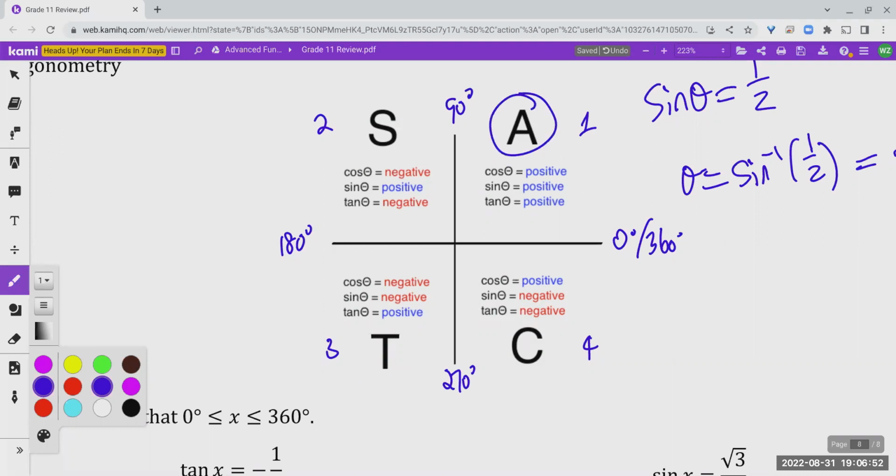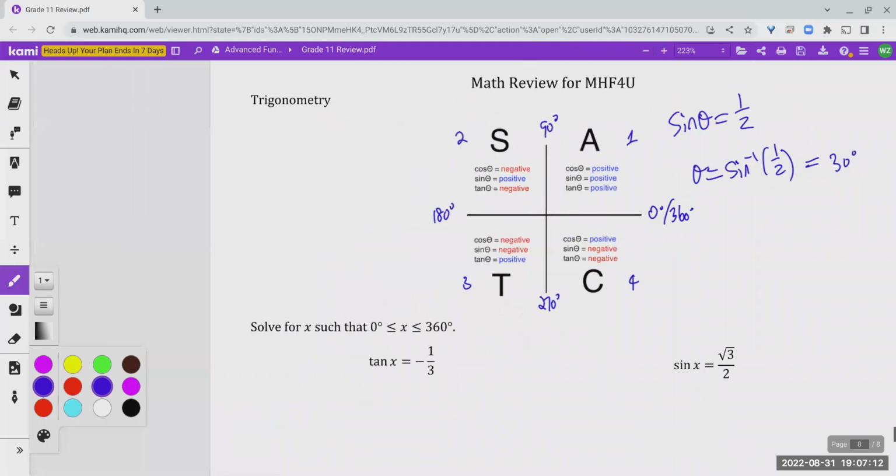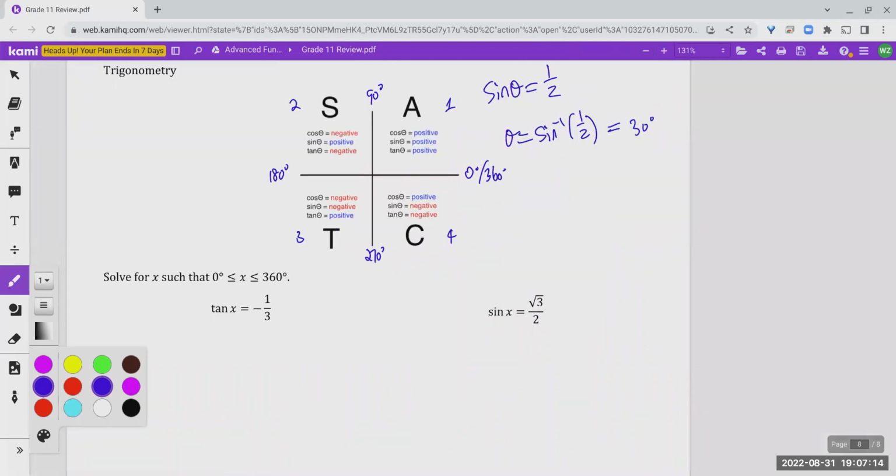All means sine, cos, and tan. Everybody's positive in the 1st quadrant. S for sine, only sine is positive in the 2nd quadrant. T for tan, only tangent is positive in the 3rd one. And cos, only cosine is positive in the 4th one. I'm not going to go into too much detail as to the reasoning because, again, time. I'm just going to use the CAST rule and solve these problems.